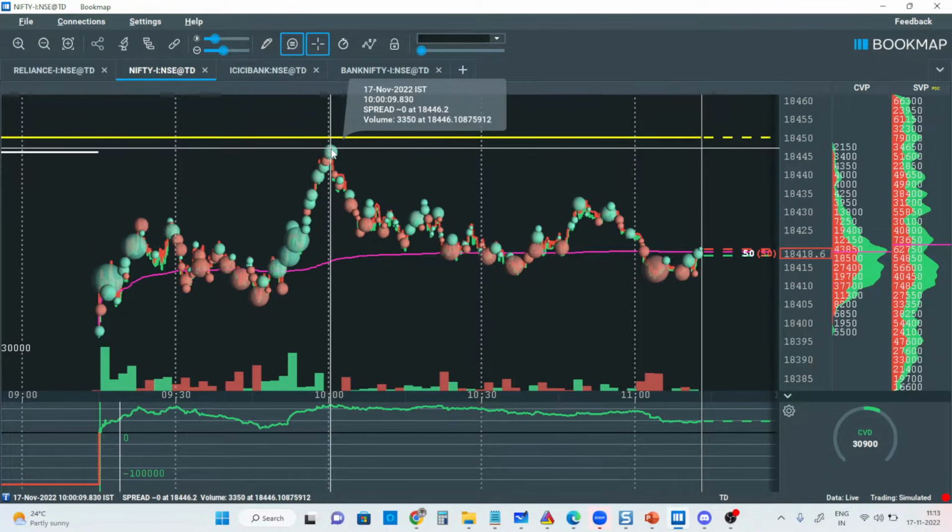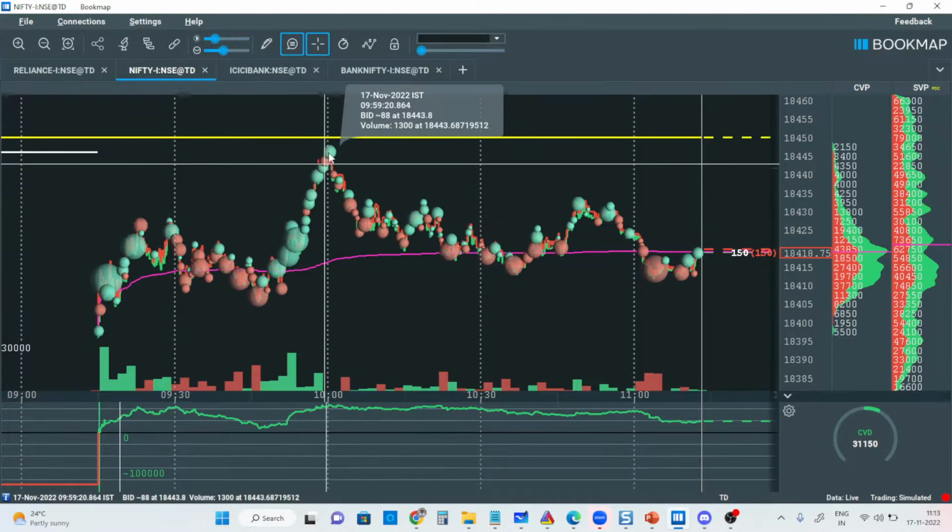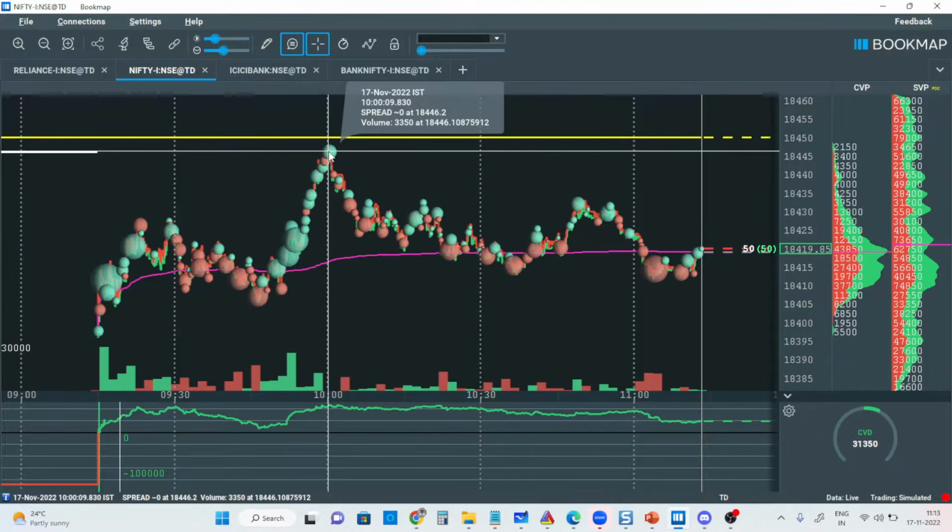Volumes are running dry. So what happens? I'll tell you. Some smart traders will come and start booking profits if volumes keep on drying and the market keeps on going up and up and up, irrespective of the time frames.